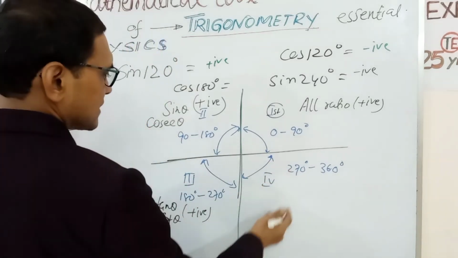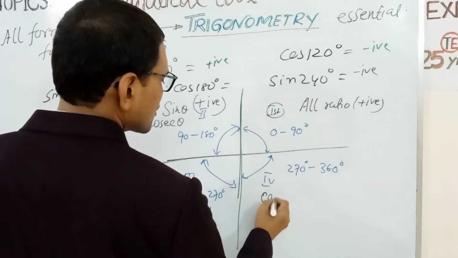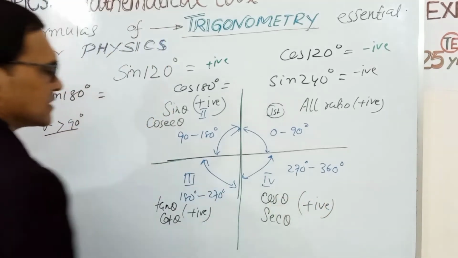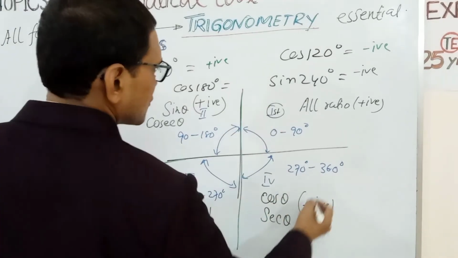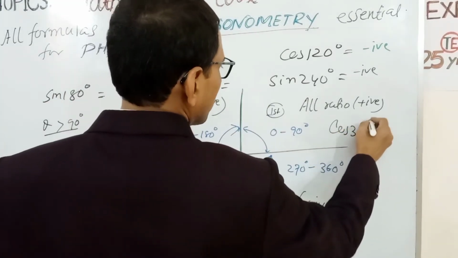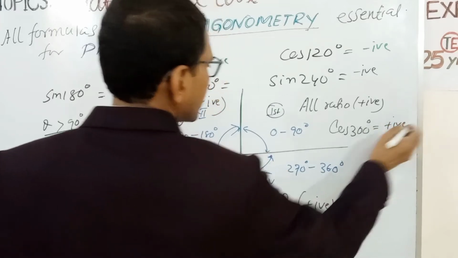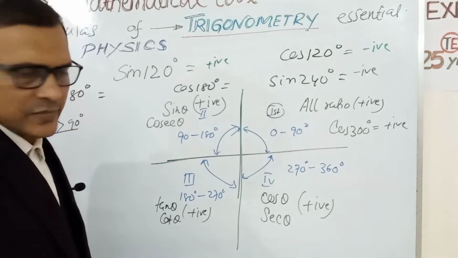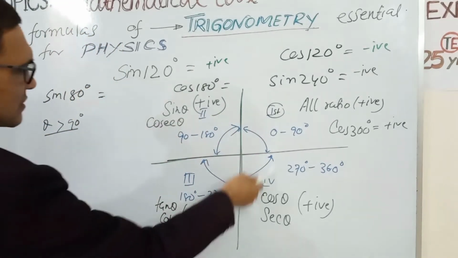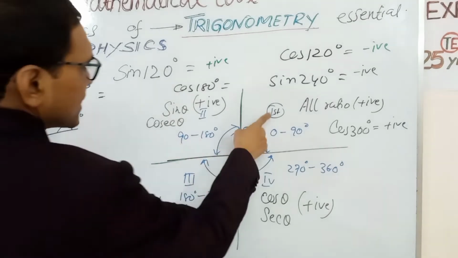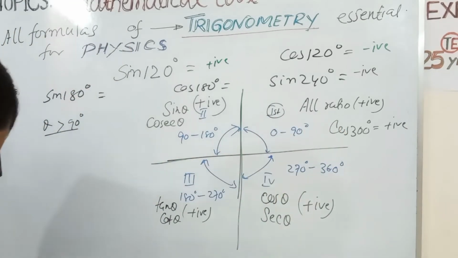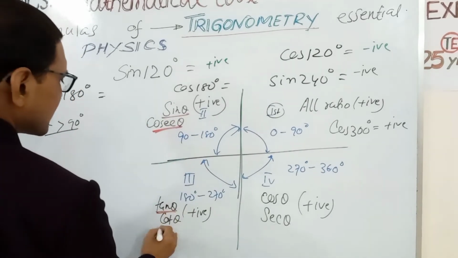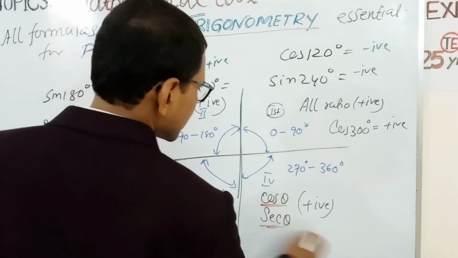Again in the fourth quadrant, only cos theta and its reciprocal sec theta are positive. That is, cos 300 degree becomes positive. Cos 300 lies in the fourth quadrant, so cos will be positive, but sin 300 will be negative. So this is the basic rule. First quadrant all ratios positive, second quadrant sin theta and its reciprocal positive, third quadrant tan theta and cot theta positive, and fourth quadrant cos theta and sec theta positive.